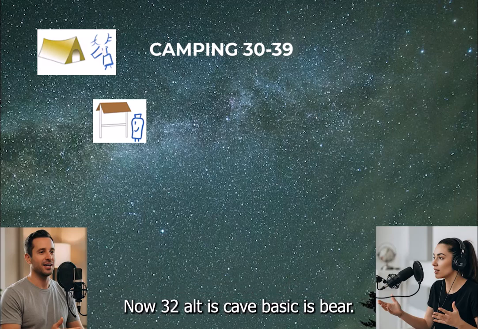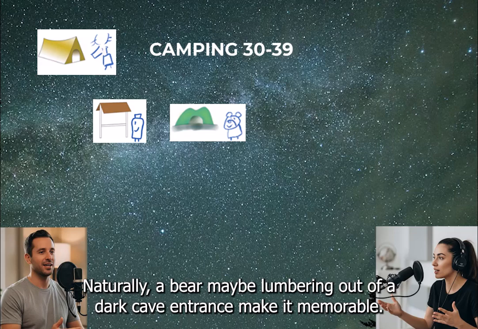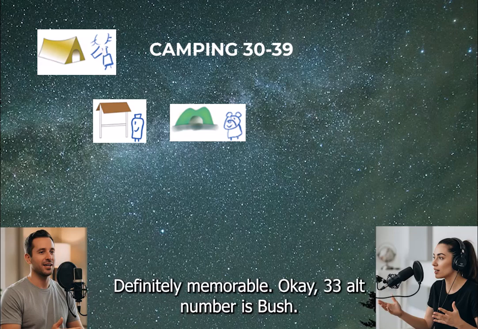Now, 32. Alt is cave. Basic is bear. Ooh, yeah. That was pretty vivid naturally. A bear maybe lumbering out of a dark cave entrance. Make it memorable. Is it big? What color? Definitely memorable.